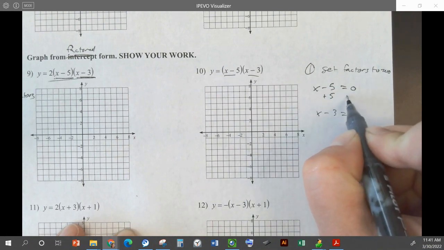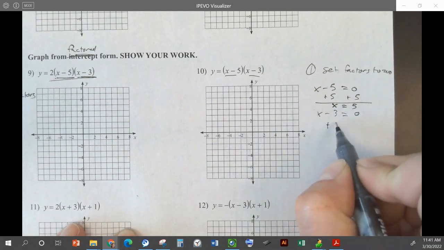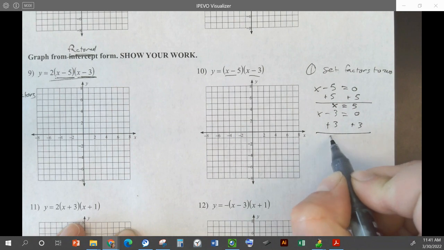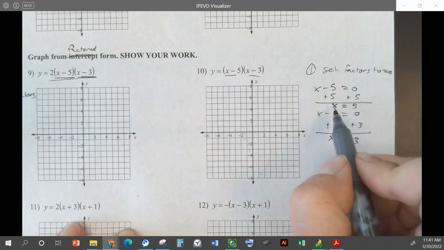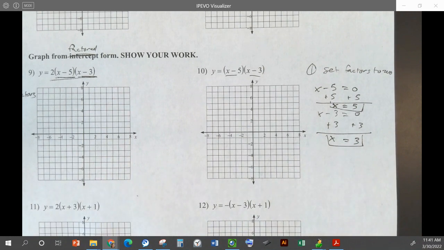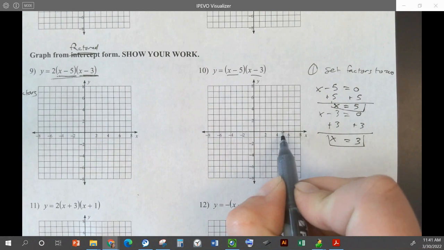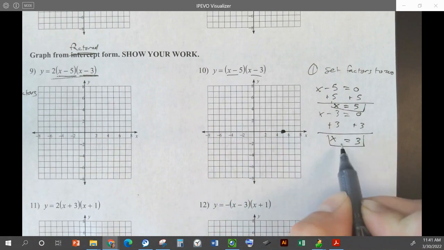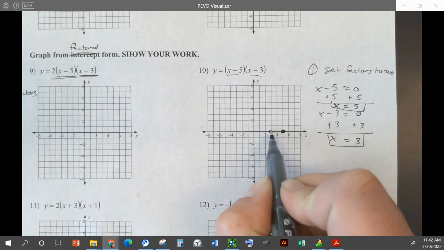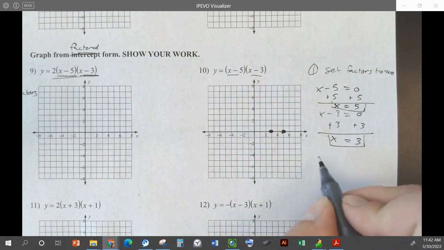So I'm going to add 5 to both sides. So x is 5 and add 3 to both sides here. And x is 3. So this is where the parabola crosses the x-axis. So x equals 5 is an intercept, and x equals 3 is also an intercept. Does this seem familiar? Okay, hopefully. What's our next step?